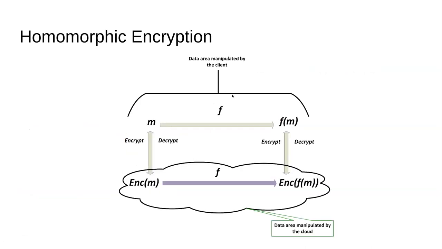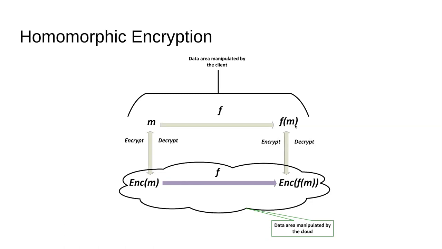So basically, this is the area that is manipulated by the client, and this is the area manipulated by the cloud. Let's use the cloud, for example, as the other party that is actually doing the computation, the one that has more computation power or resources. The client works with the unencrypted version of the data. But when the client encrypts it, it sends it to the cloud, and the cloud works on the encrypted version and returns an encrypted result. The cloud does not even know what this thing is, and it will still be able to work on it and get an encrypted result and then send it back.